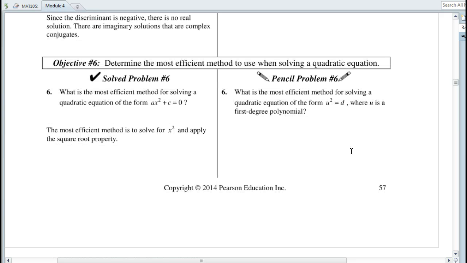Let's look at question 6. What is the most efficient method for solving a quadratic equation of the form u squared equals d, or use a first degree polynomial? Well, we know that's the square root principle. That's the ones we've done before. Remember we said for any algebraic expression, if you have it squared and it equals a number, then you just do plus or minus that number.